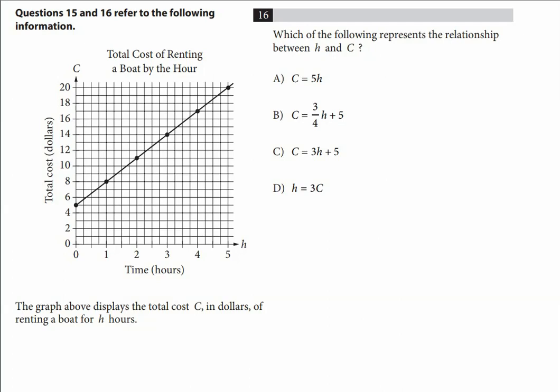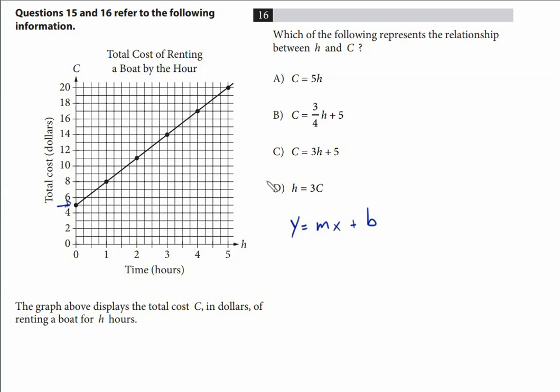Question 16. Which of the following represents the relationship between H and C? So now they are asking us to solve for the equation of this line. Looking at the available answers, we can see that they want the expression in slope-intercept form, which is generically expressed as y equals mx plus b. I will give you the SAT quick method first, and then I'll go through this question in detail.